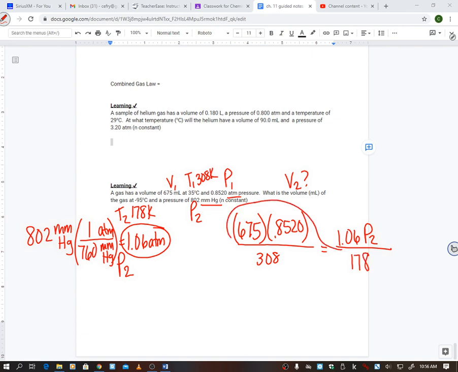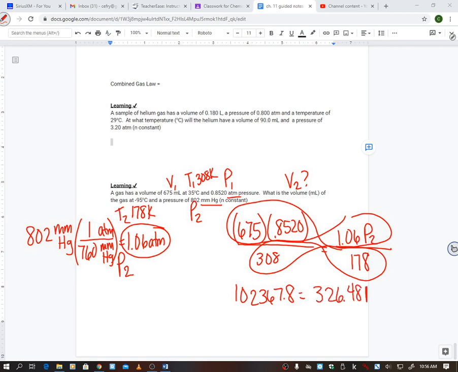Now I'm going to cross multiply. So 675 times 0.8520 times 178 is 102,367.8 equals, and now I'm going to do this side. So 308 times 1.06 equals 326.48. There's my P2. So to get my volume by itself, I'm going to divide by 326.48 on both sides.